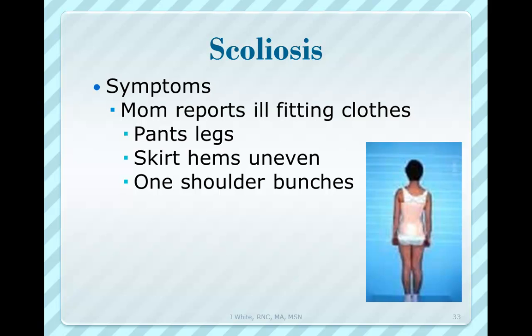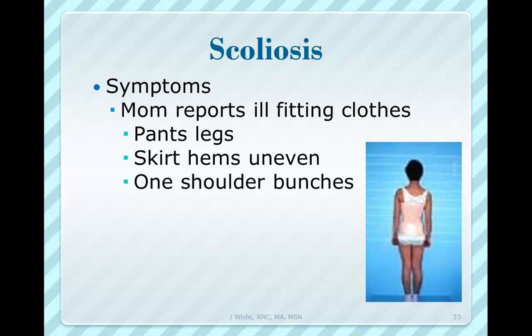Most times schools are mandated to do scoliosis screening. We usually start around 4th grade when we start seeing the growth spurts and we start seeing more of an issue with it. Some of the things that may be noticed: mother may notice it, especially if she sews or she's buying clothes for the child, they never seem to fit well.